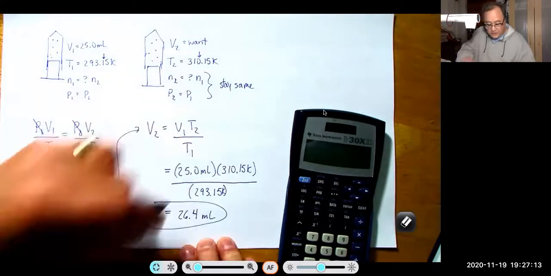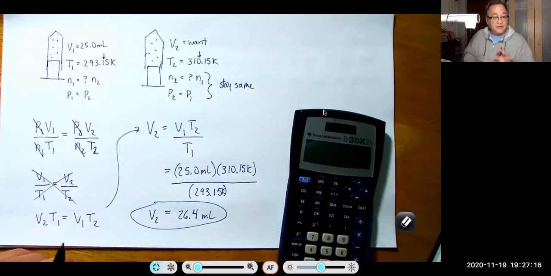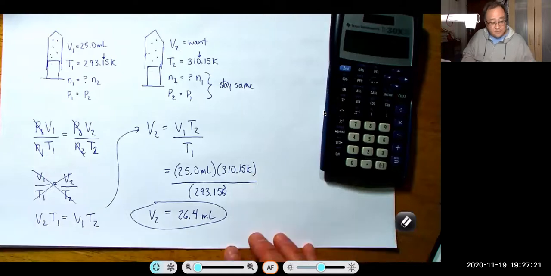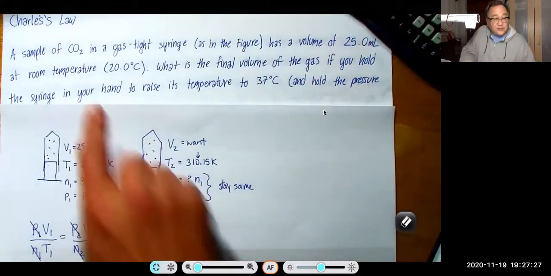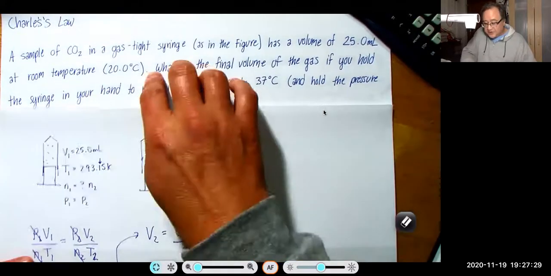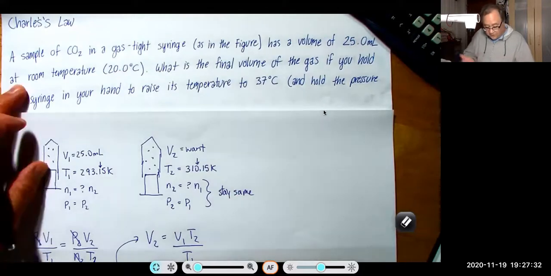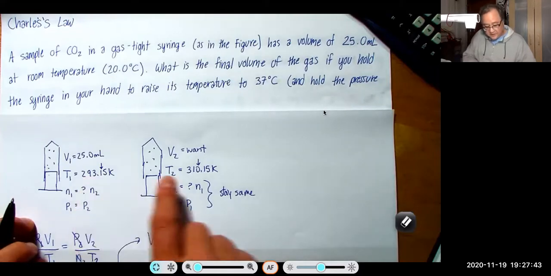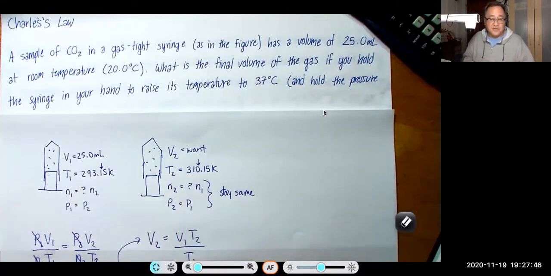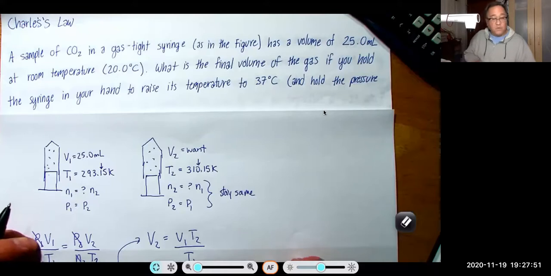And sure enough, when you hold it in your hand, the volume does increase very slightly. Now, it's kind of interesting when you take a look at the temperatures. The temperatures were 20, and then it increased to 37. So the temperature essentially doubled. So why doesn't the volume double? Well, because the temperatures are supposed to be in Kelvin, and it doesn't double. It goes from 293 to 310, which means it increases by about 5%. So what is 5% of 25? Well, it happens to be about 1.4.